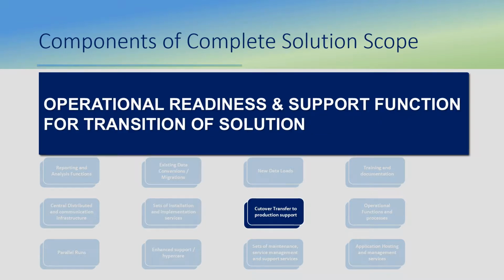Cutover, transfer to production, and support. The solution will need to be transitioned to support. The support function will need to be trained in providing first line support. Second and third line support arrangements will need to be put in place for the operational solution components. The operational and organizational readiness for the solution may need to be assessed, and any issues should be resolved so that the organization is prepared and capable of taking on the solution.